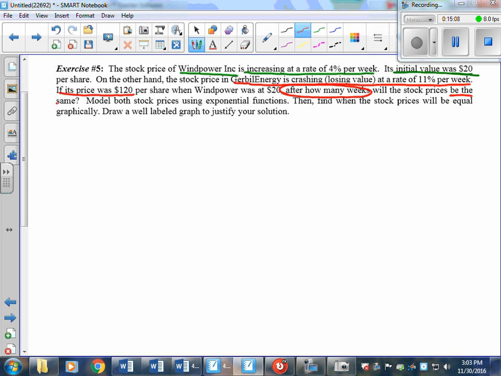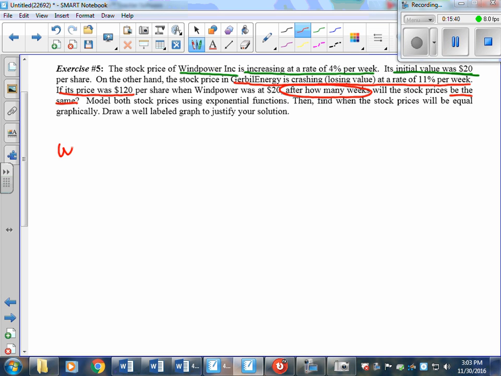Be the same in mathematics, hopefully you're realizing, kind of means equal. So model both stock prices using exponential functions, then find when the stock prices will be equal graphically. Draw a well-labeled graph to justify your solution. This is where a calculator comes into play. You guys won't have a calculator, so we're going to bypass that part, but we can figure out the other part of it. So let's try and figure this out.